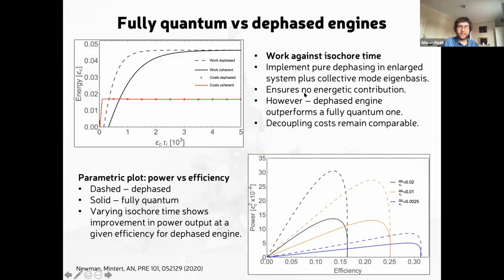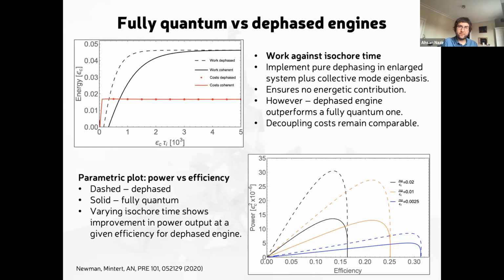And so we're looking at this here. On the left-hand side, I'm showing the work again against isochore time. The black line is the fully quantum or the coherent case that we were looking at in the previous example, and the dashed black line is now the dephased version, where we've introduced a pure dephasing in the way that I just outlined. So that's in the enlarged system plus collective mode eigenbasis, to ensure there's no energetic contribution.